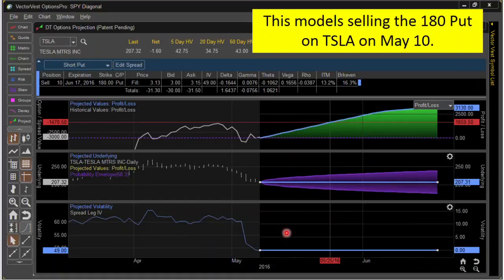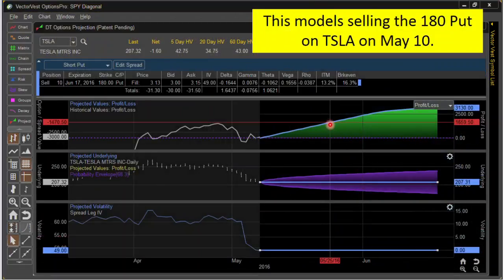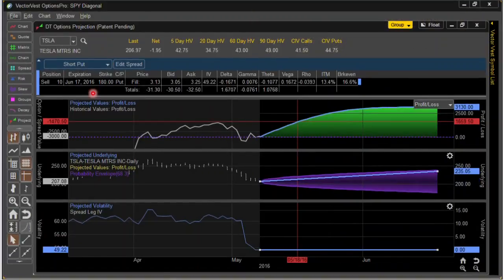All right? Why May 10th? Well, because I picked that date, and if you go back to the graph, May 10th was about right here. Maybe we thought the stock was going to go up, whatever. So this models selling the 180 put on Tesla on May 10th. You can see that the prob ITM is only about 13%. We've got some time to expiration, probably about 30 days or so.